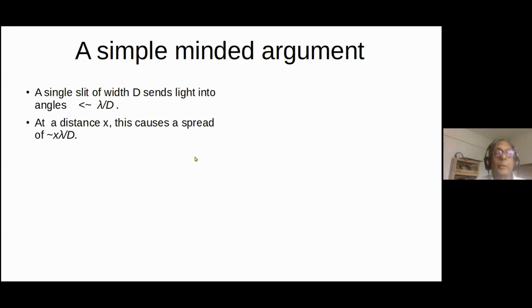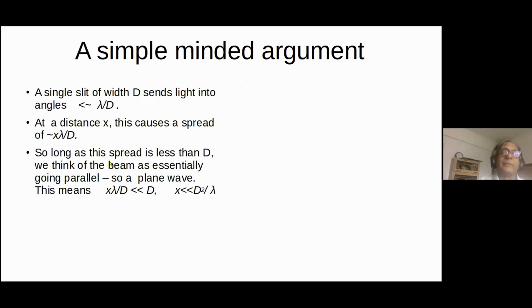But this cannot go on forever, right? This is what I told you. So long as x lambda by d is less than d, we can say that the original plane wave is carrying on, but of course of width d. So what is the x up to which this can work? So just equate these two, or move this to the side. x has to be much less than d squared by lambda.